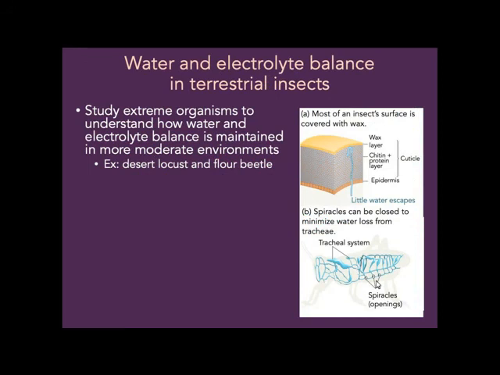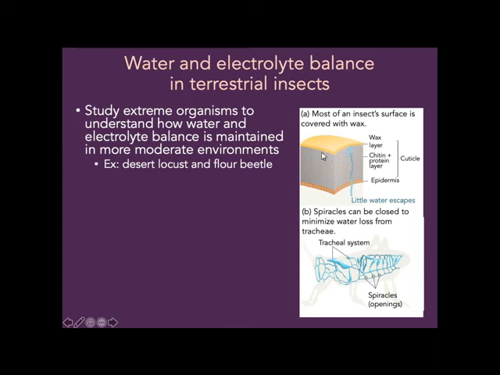Okay, water and electrolyte balance can be very challenging for terrestrial insects, and so often people like to study really extreme examples of organisms that have serious water and electrolyte problems. So one of those would be something like a desert locust or a flower beetle. So if you ever found a flower beetle in your bin of flour, it lives its entire life cycle in a completely dry environment, yet somehow manages to survive. So let's look at some adaptations insects have to allow this.